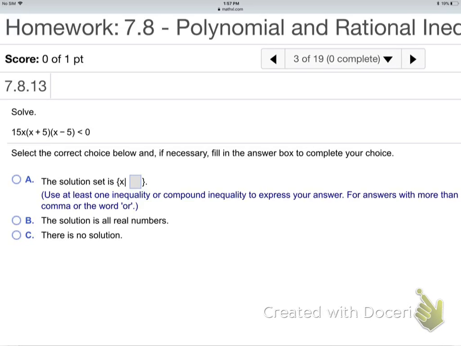Okay, so let's try that one. 15x times x plus 5 times x minus 5 less than 0. All right, you know what to do, right? Step 1, make it equal to 0 and solve.